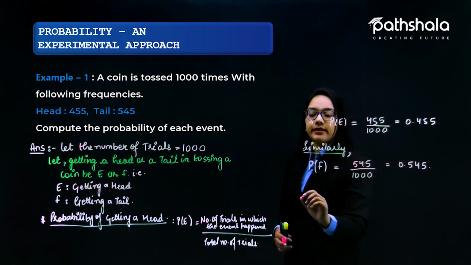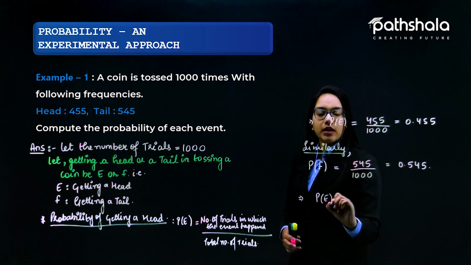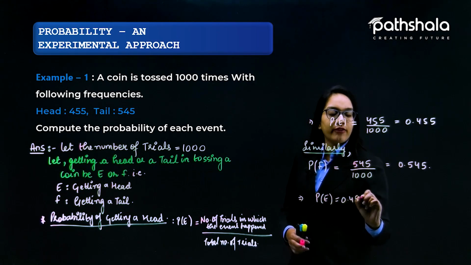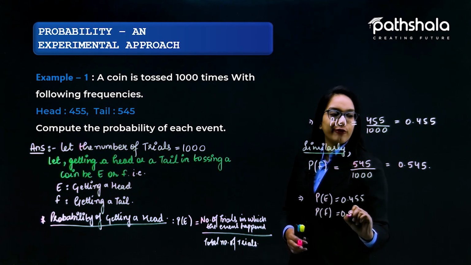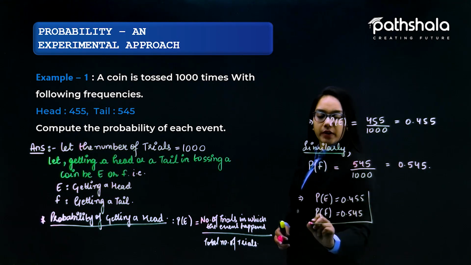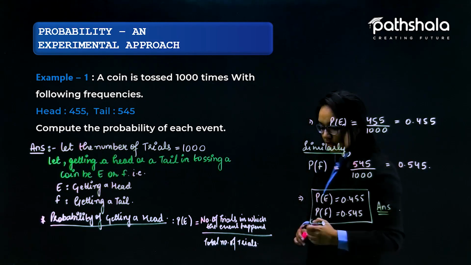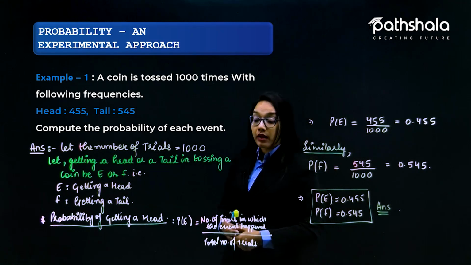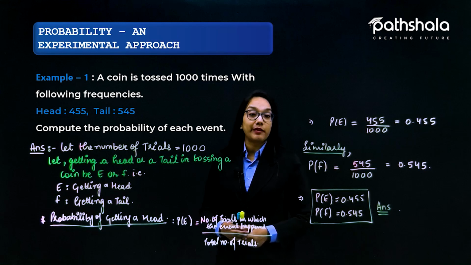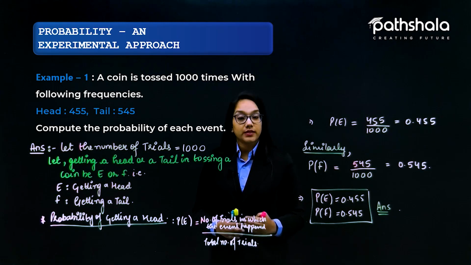At the end, the probability of getting a head is 0.455, and the probability of getting a tail is 0.545 when a particular coin is tossed 1000 times. This is our answer, which is all based on the formula of the empirical or experimental probability. I hope all the steps related to this question are clear to you.